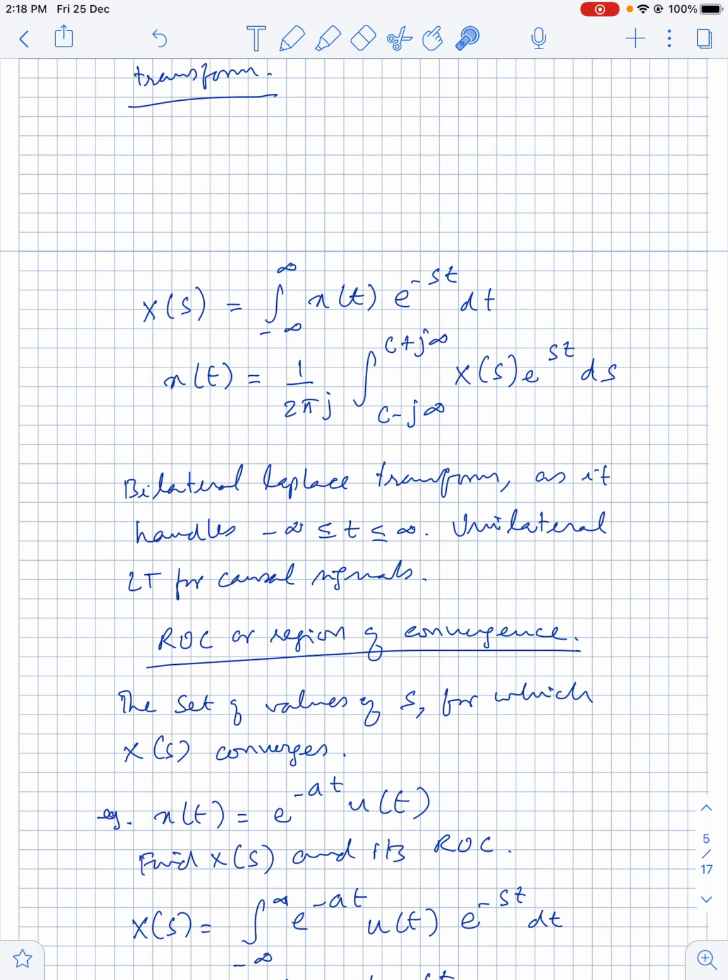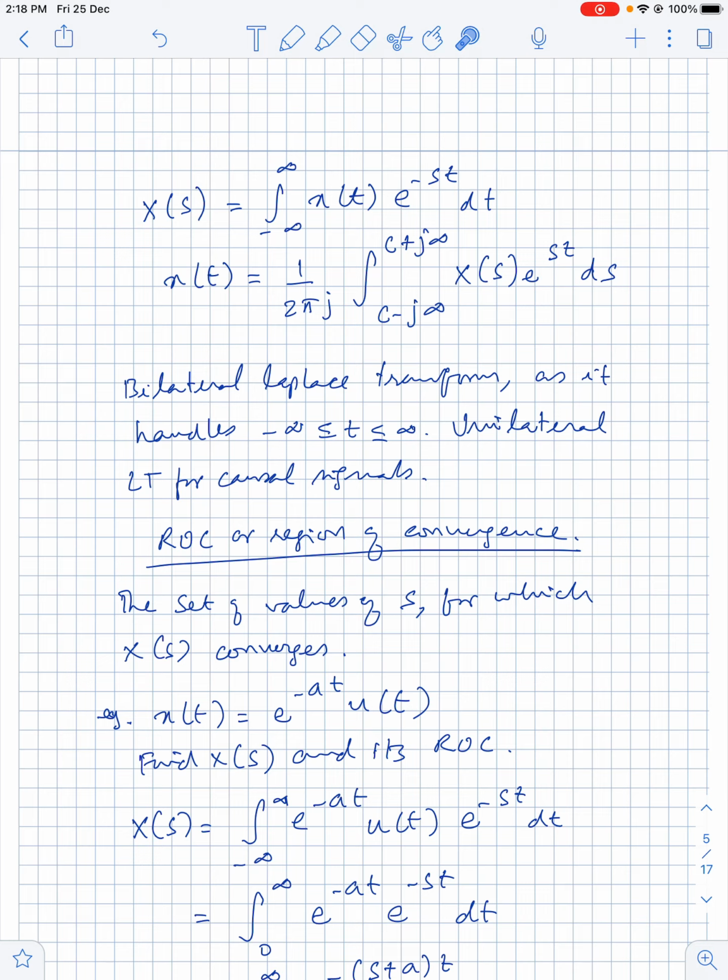Fine. So there is a subtle difference between the bilateral Laplace transform, which can represent both causal as well as non-causal signals, and the unilateral Laplace transform, which is mostly meant for analyzing causal signals. In most cases we will be dealing with only the unilateral Laplace transform. In some cases the only differentiating factor between the two transforms is where they exist. For that we come to the idea of what is known as the region of convergence.